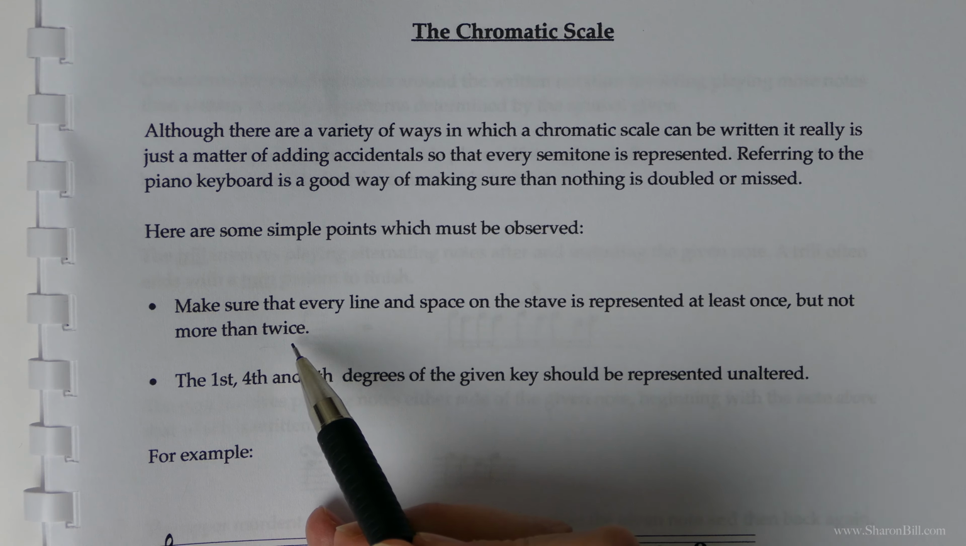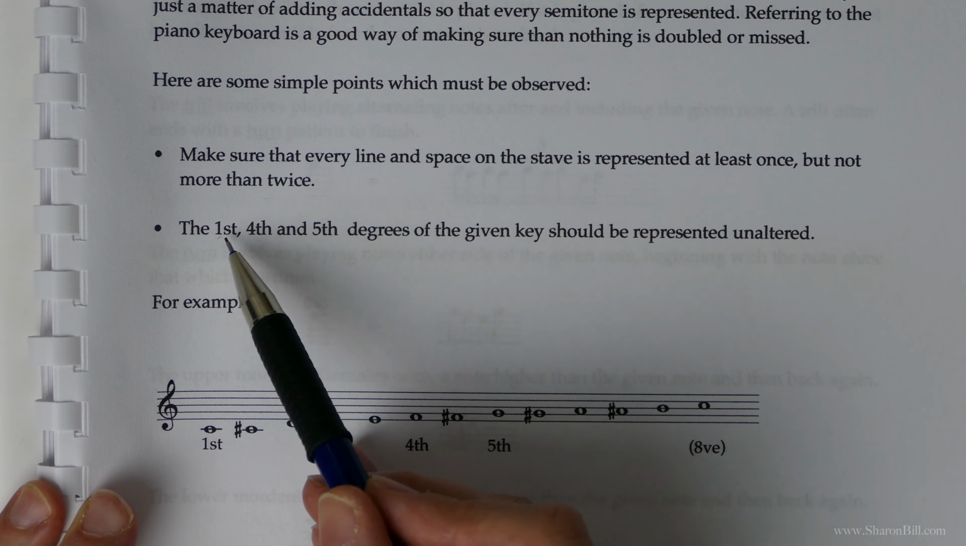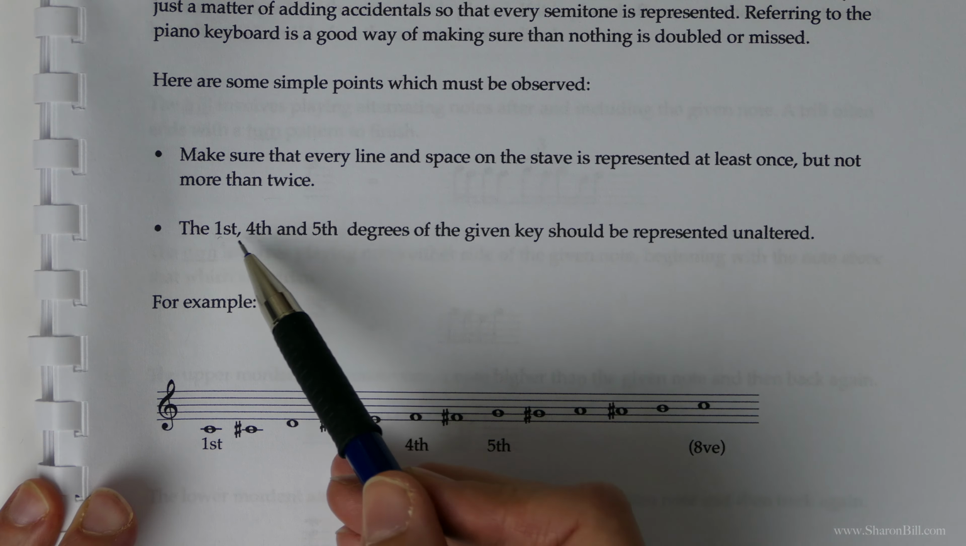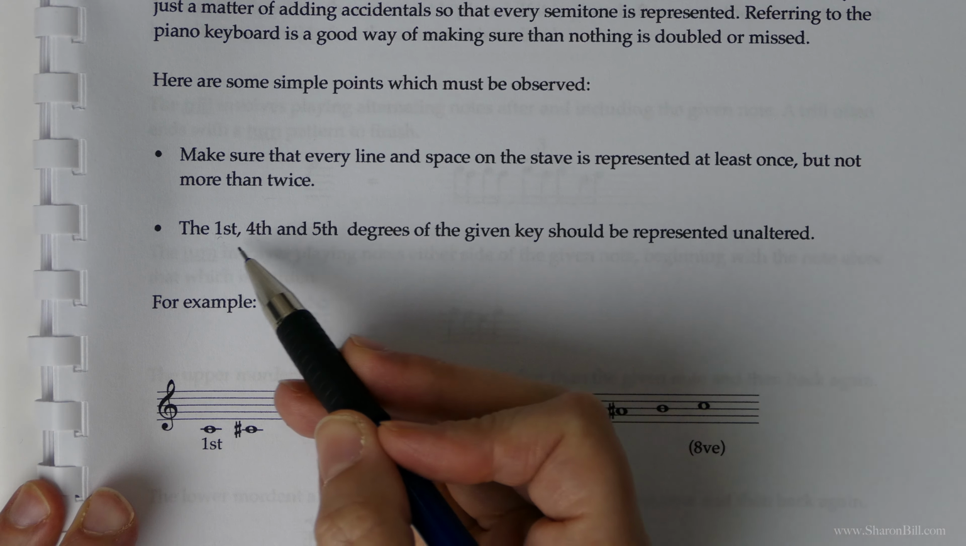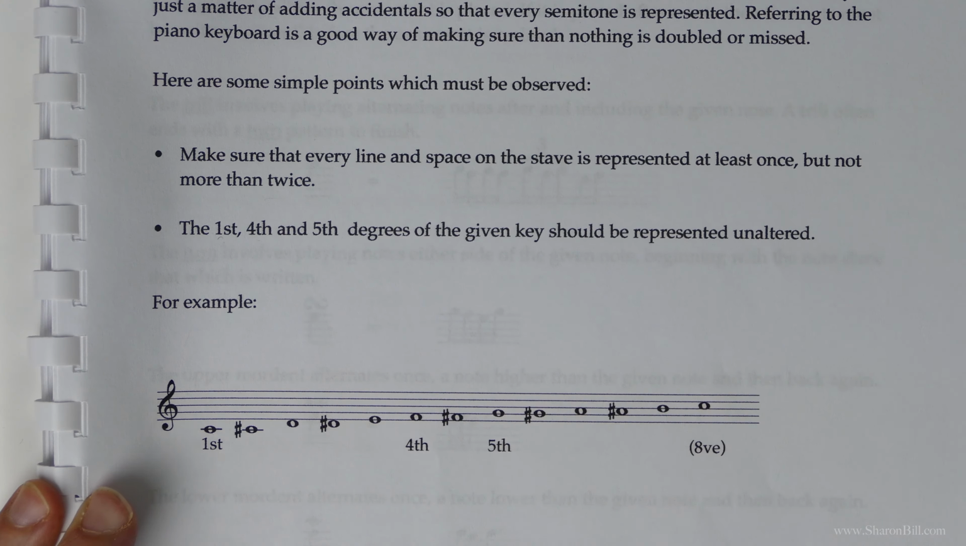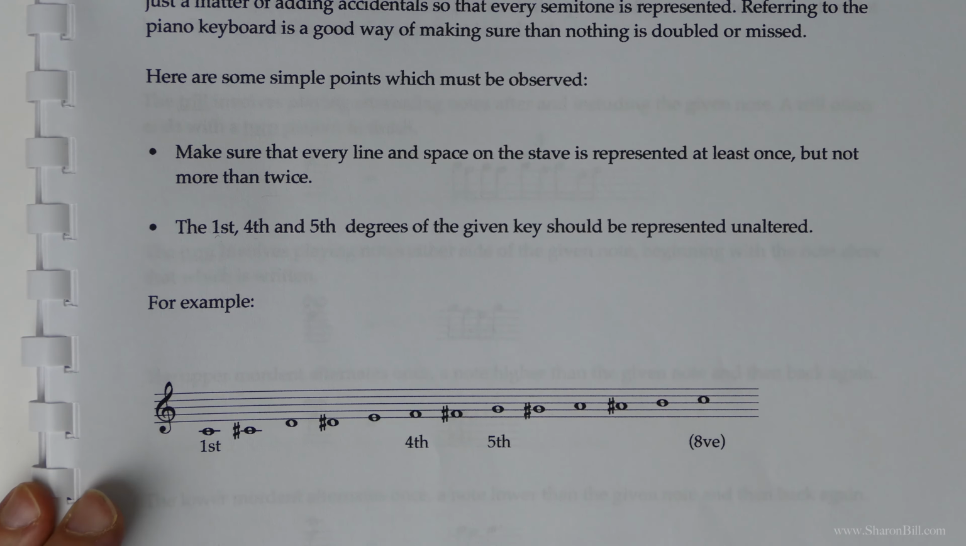And then the other thing is, although there are many options, we need to make sure that the first, fourth and fifth degrees of the scale are represented unaltered. And that makes sense really, because if you think about it, they're the notes that form the primary triads of the tonic, subdominant and dominant. They're quite pivotal in a harmonic context, so we need to make sure that they stay unaltered. After that you can do perhaps any combination really.